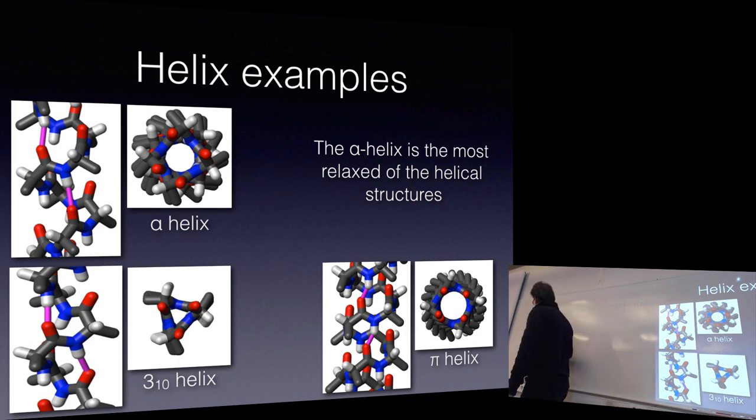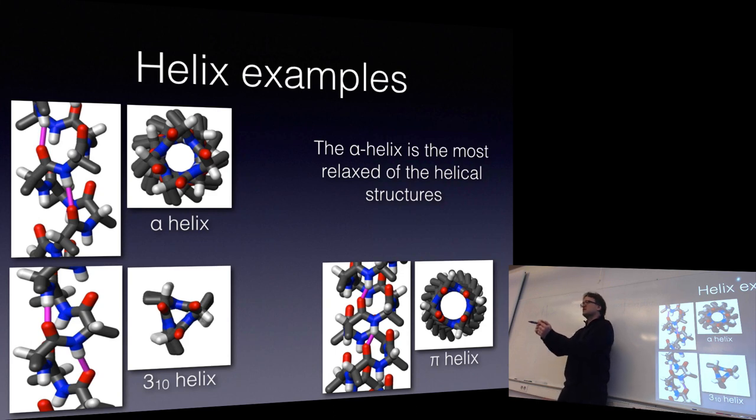So the alpha helix would be there, and the pi helix would be there. And the 3-10 helix would be there. So the 3-10 helix is strained because they would like to be further apart. The pi helix is strained because they would like to be closer.